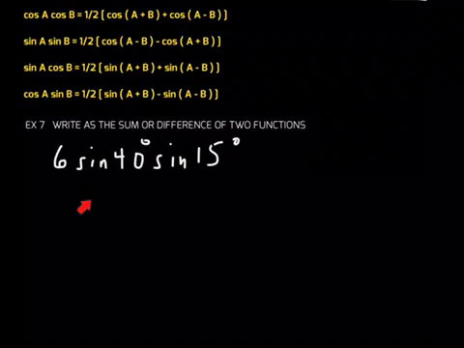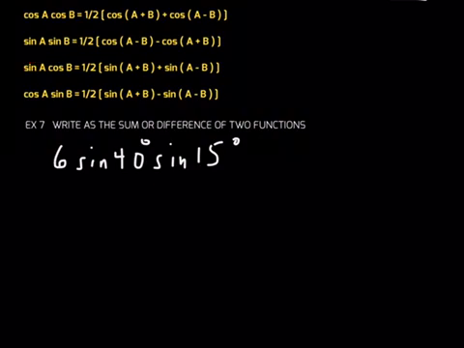Well, you got sine of something times sine of something else, so that's going to be this second one, where 40 degrees is your A value and 15 degrees is your B value. This 6 just comes for free in the expression. I know you don't have a 6 out front here, but it came with the expression, so you have to keep it. I'm going to follow this pattern right here, folks.